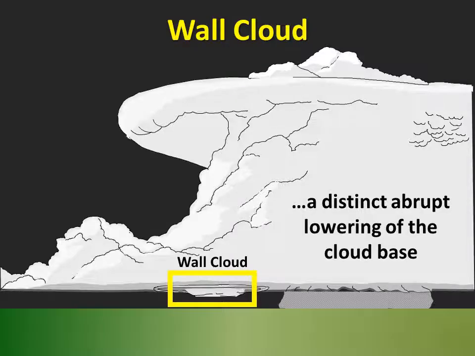One of the main visual clues spotters should look for is the wall cloud. The wall cloud is an isolated lowering of the cloud base. As you can see in this side view of a supercell, the wall cloud forms beneath the main updraft and adjacent to the rainy downdraft.